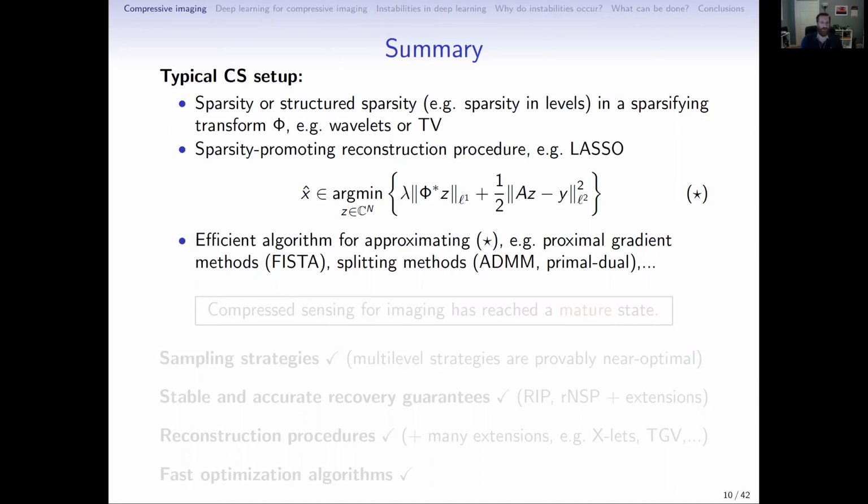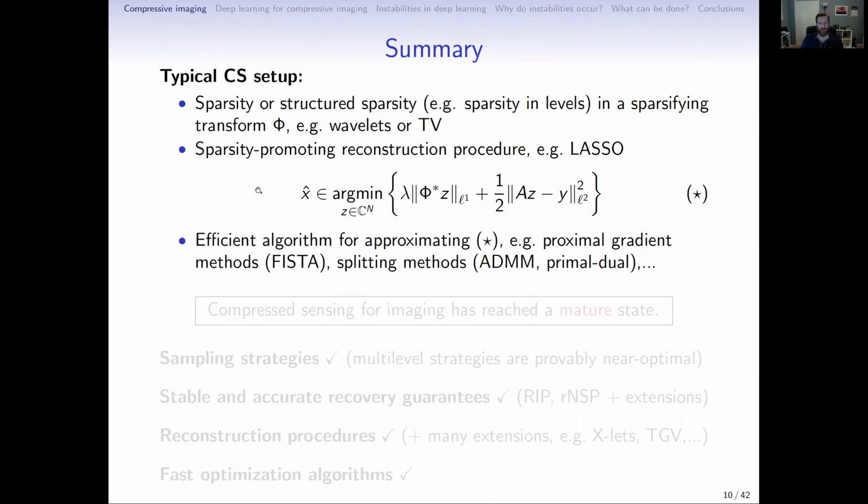And then we design a reconstruction procedure or a decoder to exploit this structure. A typical example: we know that if we have sparsity in, say, wavelets or TV, then this can be exploited effectively by minimizing an L1 norm. So a typical decoder you might write down is something like the lasso here, where you minimize a weighted sum of this L1 norm penalty, which promotes sparsity, and a data fidelity term. Okay, so that's the first two stages.